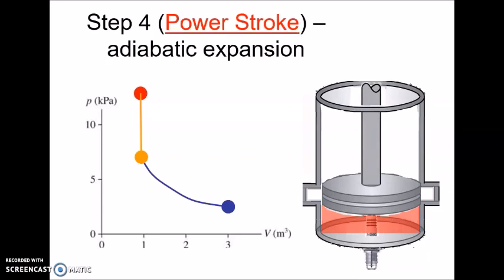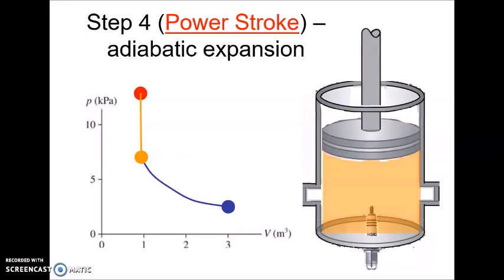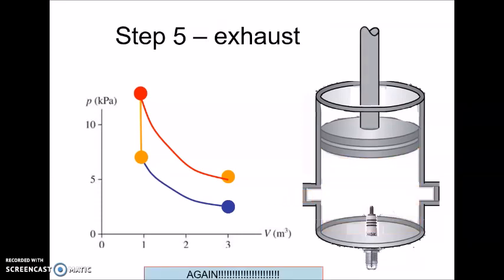Let us have step 4. A power stroke, adiabatic expansion, and there you have it. And remember that the work done is the area underneath the curve, and that means that more work is done for step 4 than it was for step 2. And there we have it. And then step 5, exhaust, and we're ready to start again.